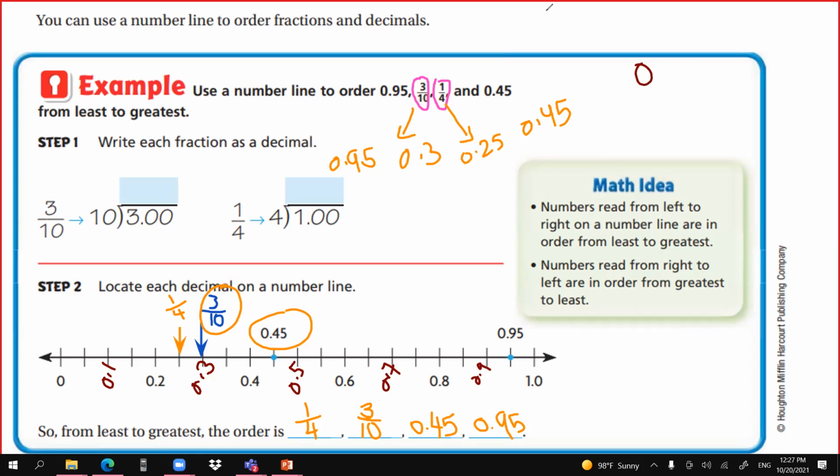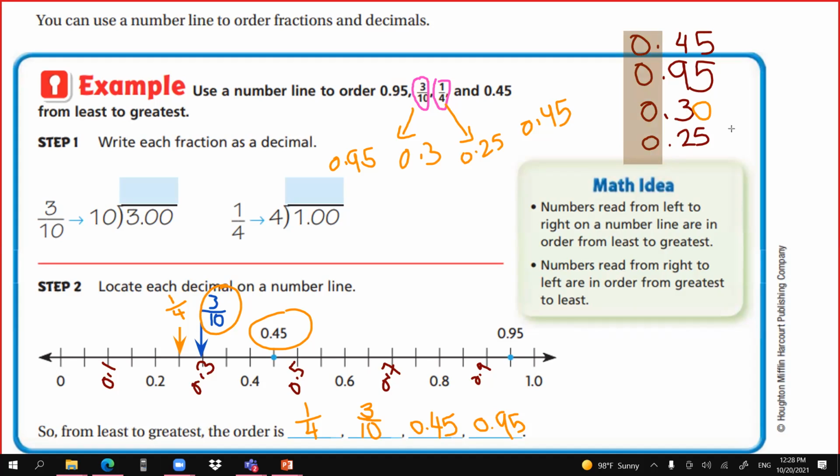I will write them under each other. 0.3, 0.25, and 0.45. In order to compare between them, as I told you, you have to add 0 to make them have the same number of digits. Then next, 0, 0, 0, 0. Okay, cover them. They are the same. Now, 4, 9, 3, 2. Which is the least one?